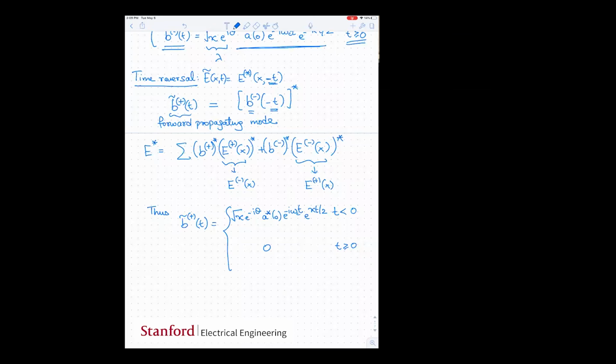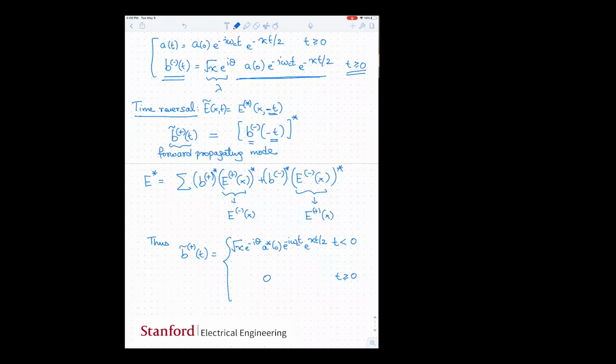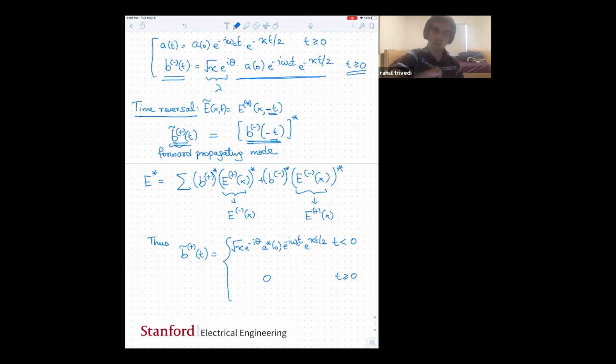What is the role of the E star equation? So I'm trying to explain why B plus of minus t is chosen to be this, right? So the time reversal operation is here, right? We take the electric field, we conjugate it and flip the sign of t, right? The conjugation inside the waveguide is the same as flipping the forward and backward propagating mode. That's what I'm trying to explain here.